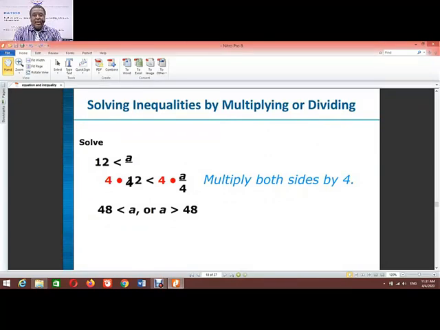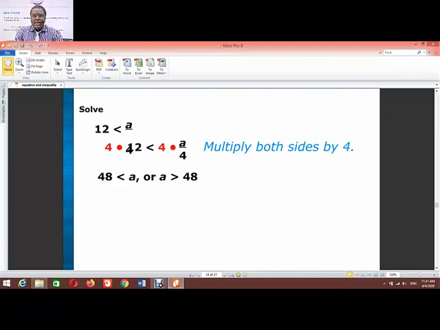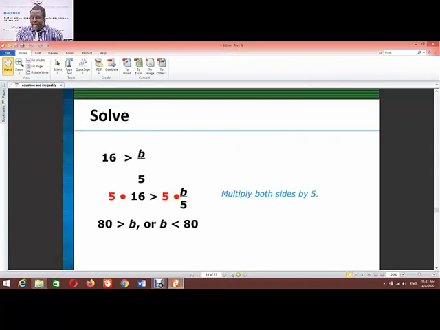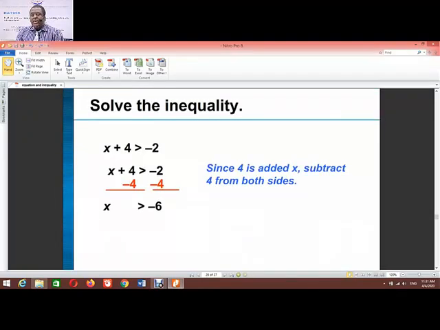We are going to do the same thing here. When you do the same thing, you get a is greater than 48, or 48 is less than a. When you come to this one, we have 16 is greater than b over 5. So when we multiply by 5, we have 80 is greater than b. Here we have x plus 4 is greater than minus 2. When you add minus 4 to both sides, we have x is greater than minus 6.